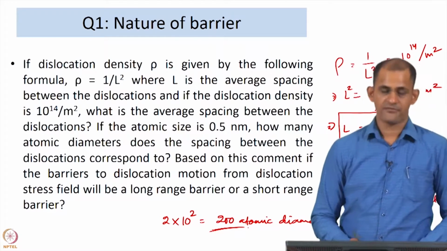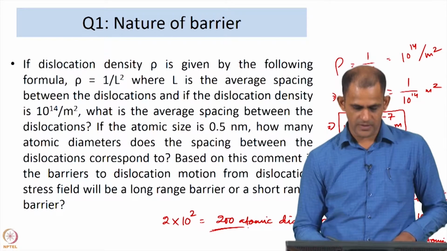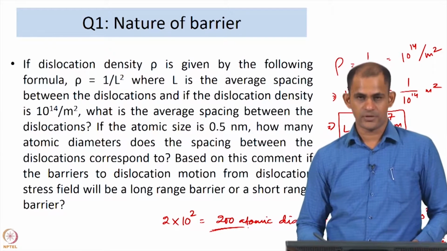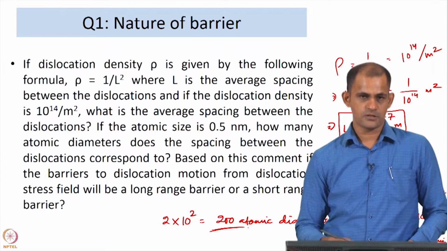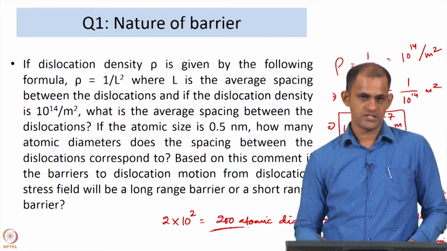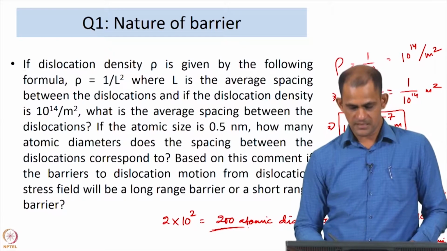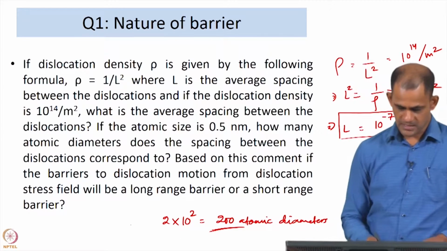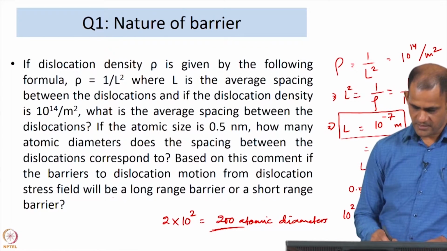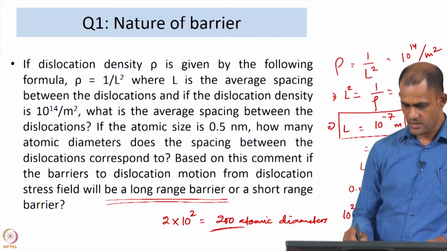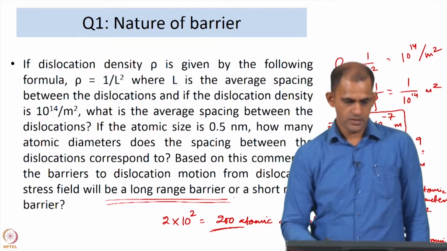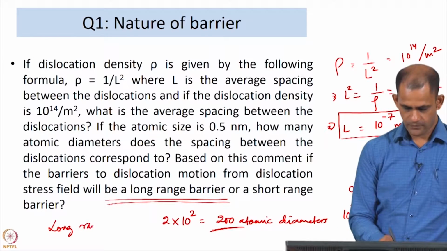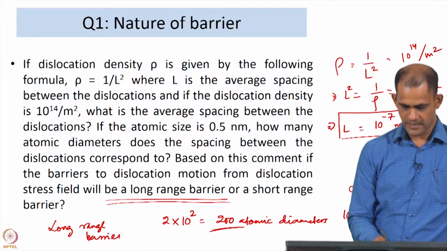So, the stress field because of the dislocation spacing is working over a distance of around 200 atomic diameters, which means for the dislocation to overcome it, it has to travel at least 200 atomic diameters. Since this is significantly larger than what we generally know for a short range barrier, the internal stress field because of the dislocations corresponds to a long range barrier. So, the answer to the question is that this is a long range barrier.